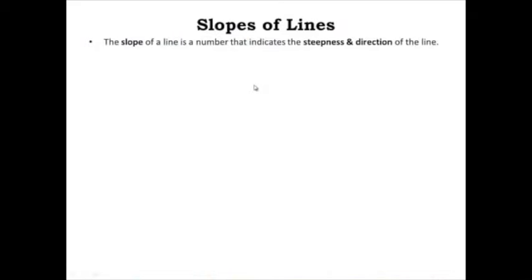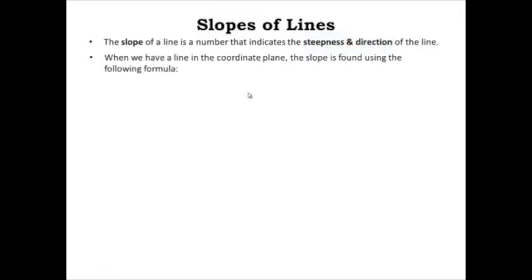Okay, so we've seen how the slope is a number that tells us whether the line rises or falls, and it also tells us how steep that line is. When we have a line in the coordinate plane, we can find the slope by using a formula. M, which stands for slope, is equal to y2 minus y1 divided by x2 minus x1. This is the formula for finding the slope of a line.